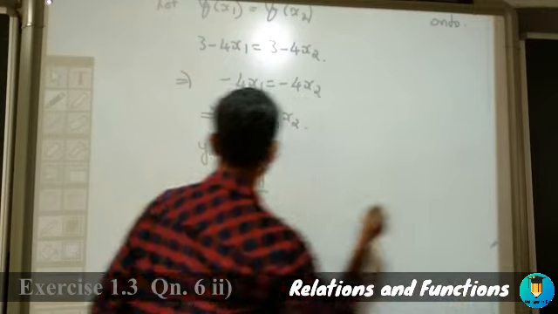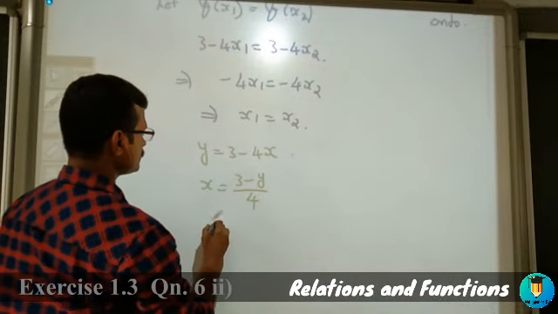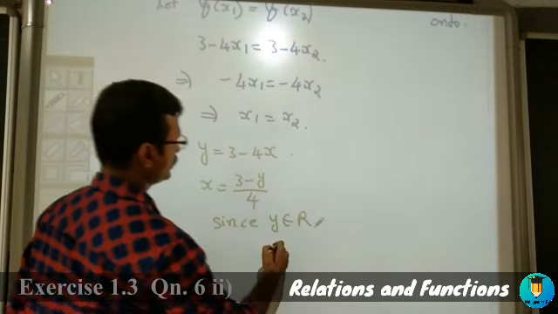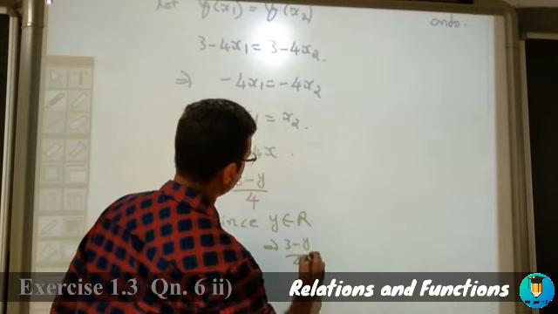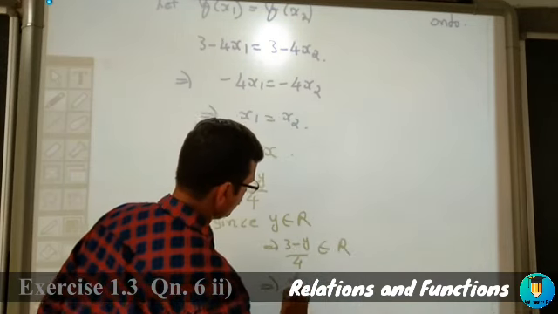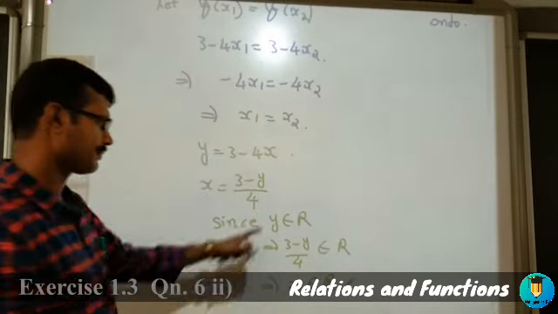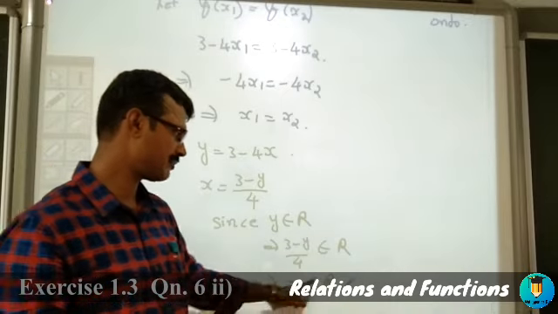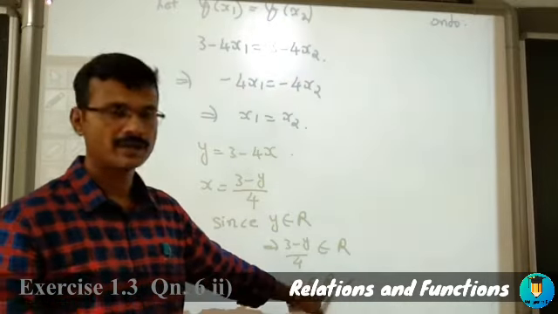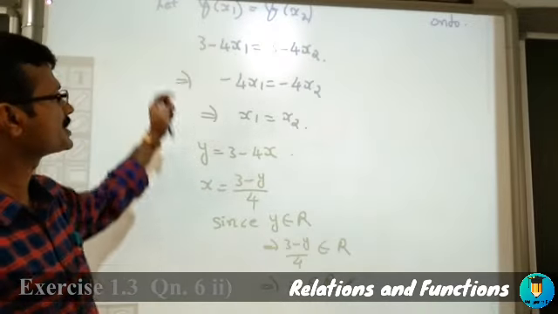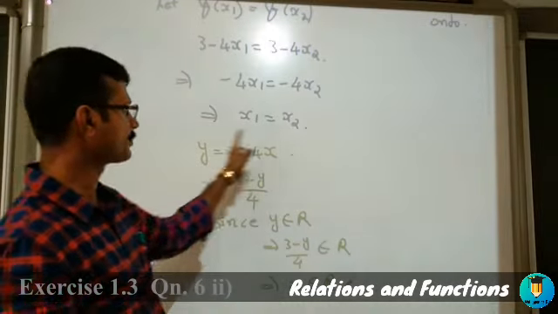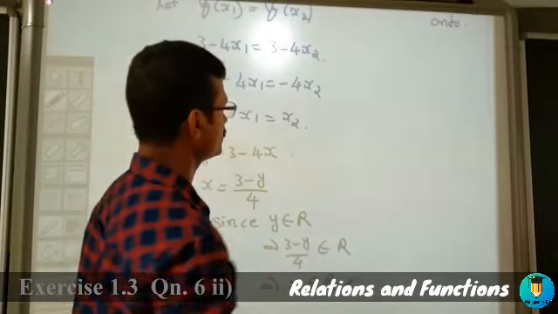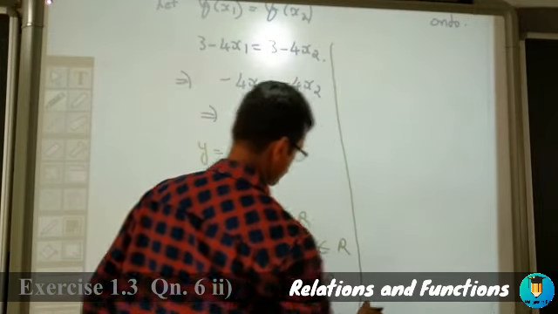From here itself we can say that since y belongs to R implies (3 minus y) by 4 belongs to R implies x belongs to R. Therefore, for all y in the codomain, the corresponding pre-images are also from the domain. So we can say this function is onto. This is one method of proving it, or we can do it some other way. I will show the other method also. What is the other method of proving an onto function?